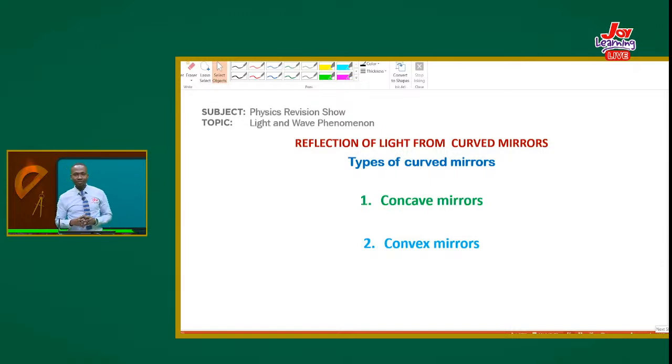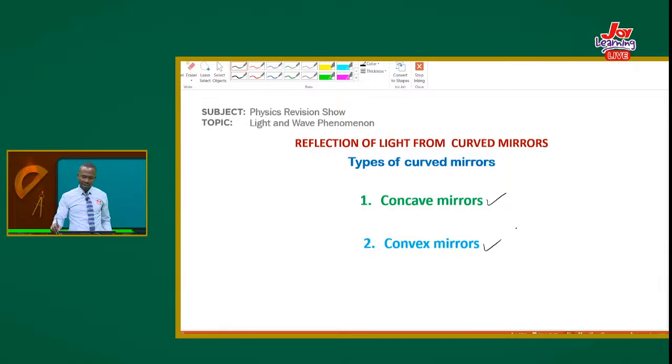We have dealt with plane surfaces, flat surfaces. We look at plane mirrors. Not all mirrors are plane. Some mirrors have a curvy surface. They are curved at the surface. We call them curved mirrors. So when we look at how these curved mirrors also undergo reflection, we have two types of curved mirrors to discuss at your level. The first one is what we call concave mirrors. Then we have what we call convex mirrors.